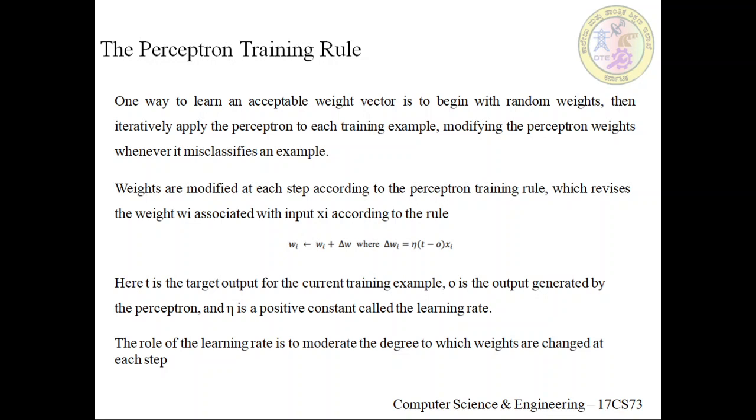So now let's quickly check the perceptron training rule. Since we are interested in learning networks of many interconnected units, let us first begin by understanding how we can learn the weights for a single perceptron. Here the precise learning problem is to determine the weight vector that causes the perceptron to produce the correct plus or minus one output for each of the given training examples.